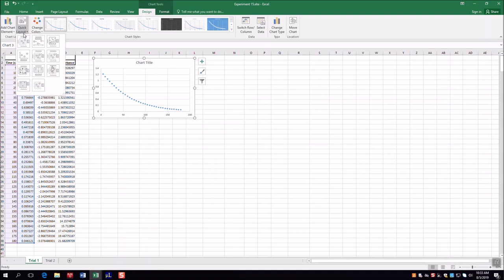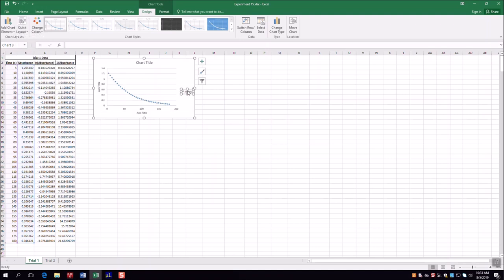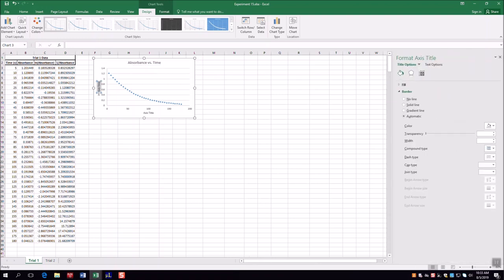So on my graph, I want to give it the layout with all the information on it. Again, we could just delete the series value because we don't need that. The title of this graph is absorbance versus time. My Y values are absorbances, and my X values are time in seconds. Now we need to do one last thing to check this graph.